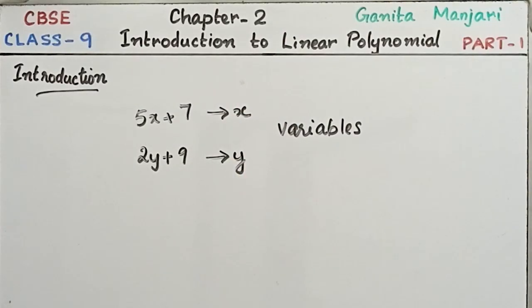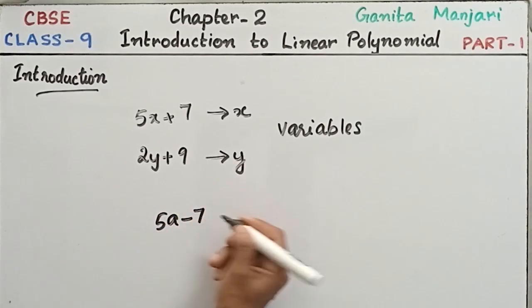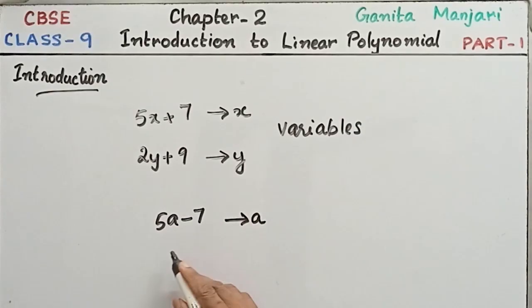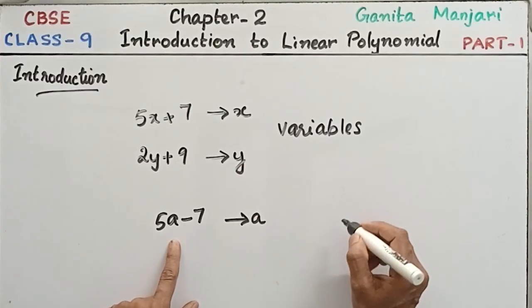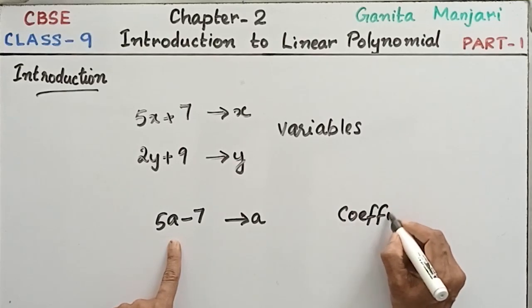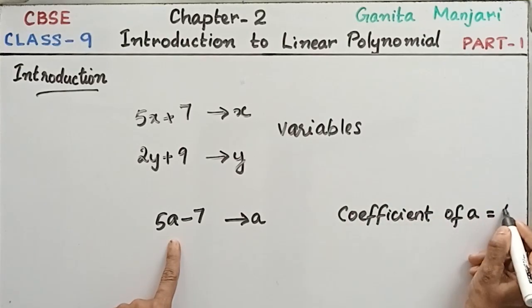Is it clear? Let's consider a few more examples of linear polynomials. 5a minus 7. Here what's the variable? a is the variable. It also has two terms. 5a is the first term and minus 7 is the second term. And what is the coefficient of a here? It is 5. So the coefficient of a is 5.